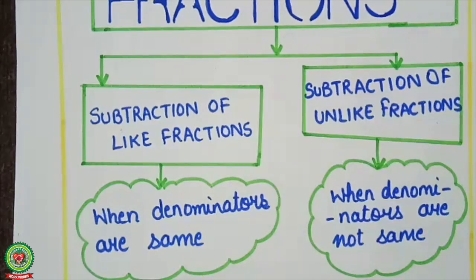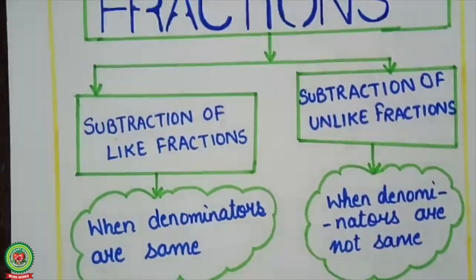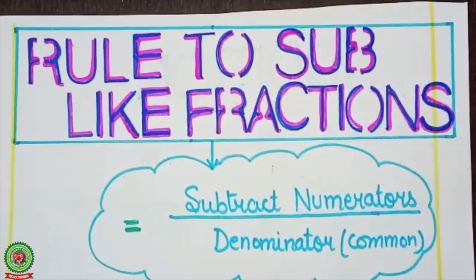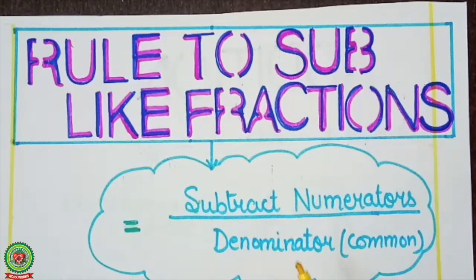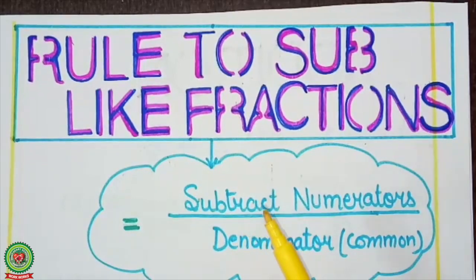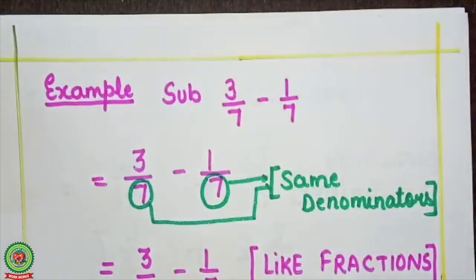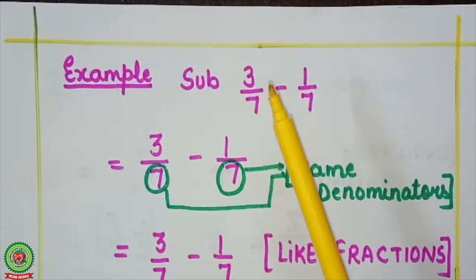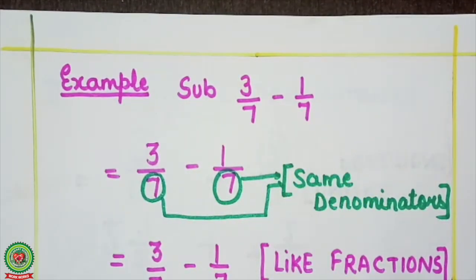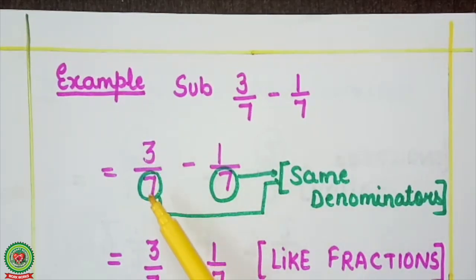Now, let's see the rule to subtract the like fractions. Here, there is only one rule, that is, denominator we will write once commonly and subtract the numerators. Let's understand with examples. Here we have to subtract 3 upon 7 and 1 upon 7. It will come 3 upon 7 minus 1 upon 7.